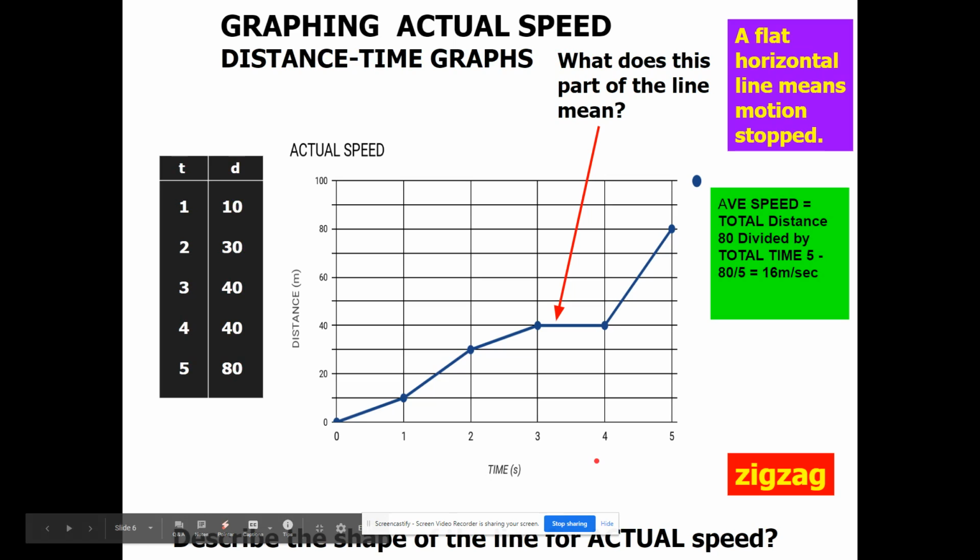So if we wanted to find the average speed of this object, whatever it is, we take our formula, total distance, by looking at the graph, we can see it's 80, divided by the total time, and that would be 80 divided by 5, or 16 meters per second. And if we were to graph that, this is what it would look like. So the straight diagonal line shows the average speed, and the zigzaggy line is showing the actual speed.